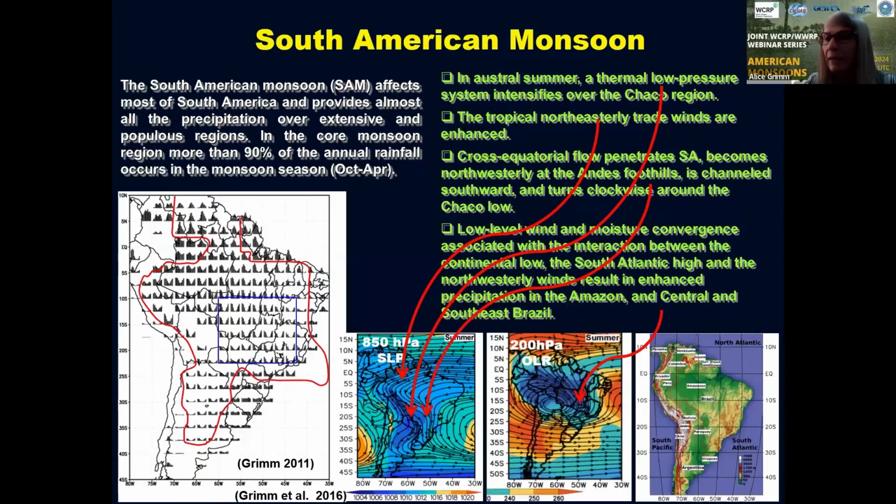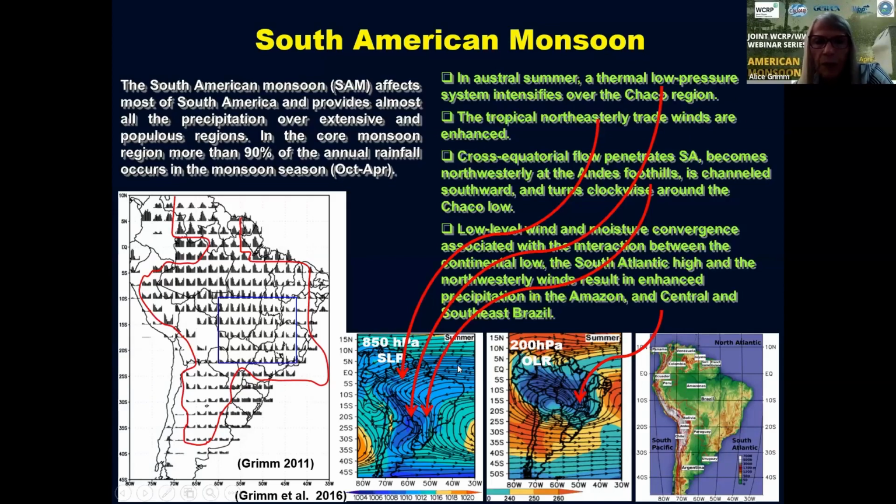This South American monsoon affects most of South America, as you can see here within this red line, where we have the monsoon domain over South America. So it covers very extensive and very populous regions in South America. And in this core monsoon region here in Central South America, more than 90% of the annual rainfall occurs during the monsoon season, from October to April.